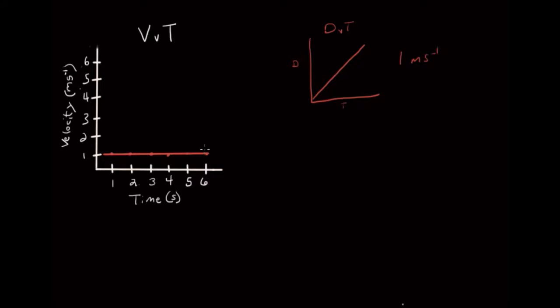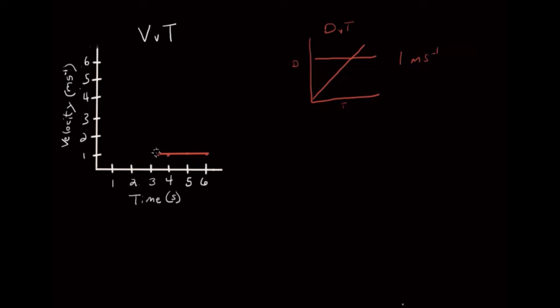Okay, only if we were down here would we be going 0 meters per second, or we would be standing still. When we're sitting still, that would be a 0 velocity. That's what that would be right there. Okay. All right.